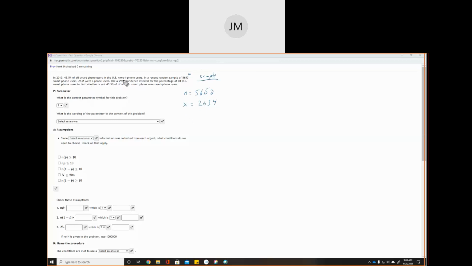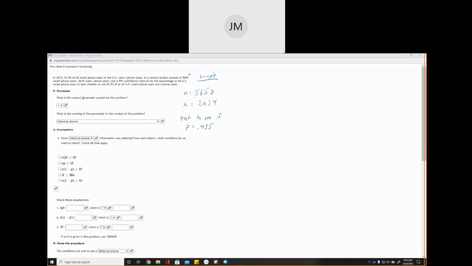Okay, I want to use a 99% confidence interval to test whether or not it's actually 43.5% in the population. So we want to test to see if my population proportion P is 0.435 or 43.5%. All right. So now let's go ahead and start the question.